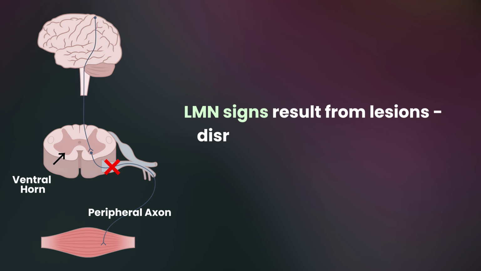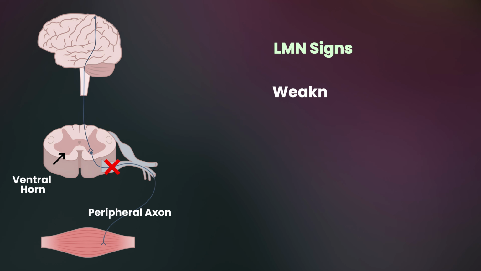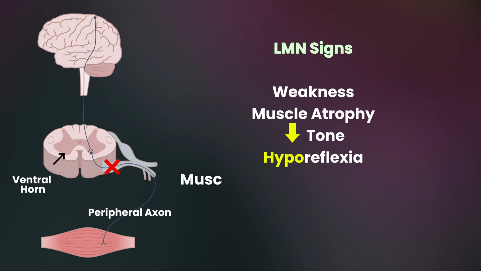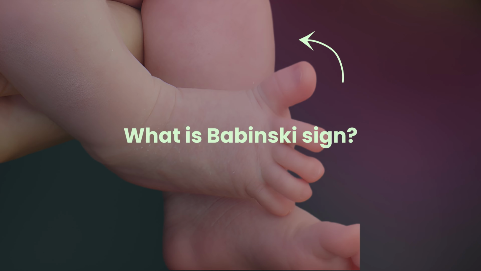Lower motor neuron signs result from lesions that disrupt lower motor neurons in the spinal cord, ventral horn, or their peripheral axons. Lower motor neuron signs include weakness, muscle atrophy, decreased tone, hyporeflexia, muscle fasciculations, negative Babinski sign, negative clasp knife spasticity. What is the Babinski sign?